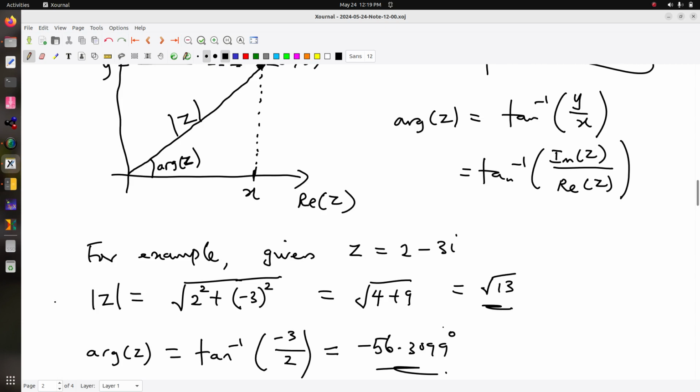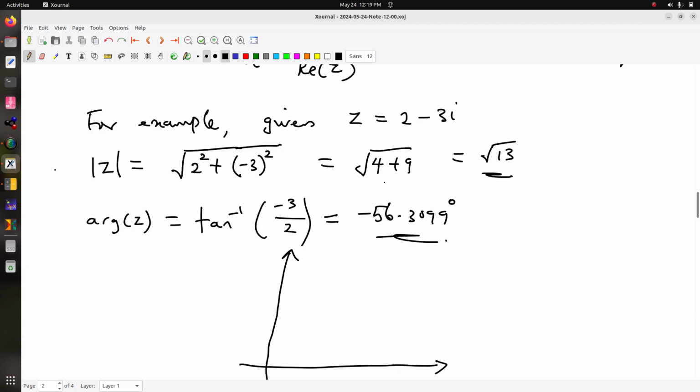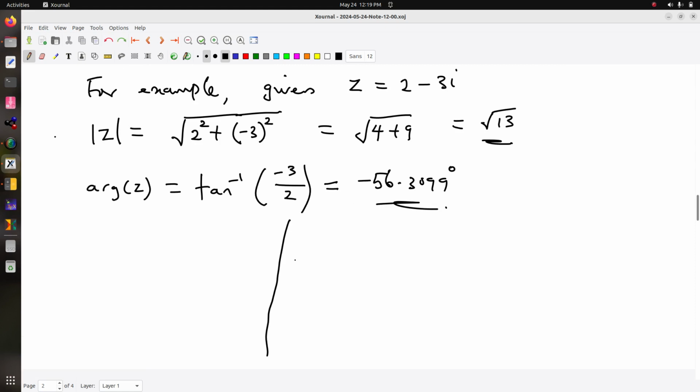So it means this angle. If you plot this, this is the real part and this is the imaginary part. If you plot 2 comma minus 3, here we have a negative imaginary part.